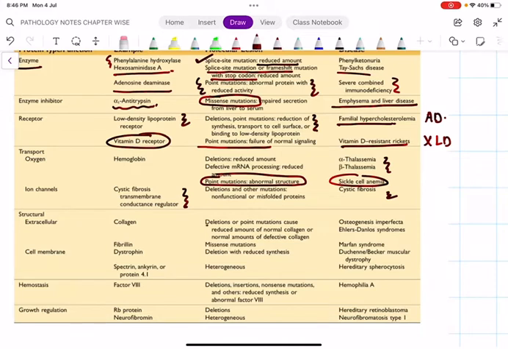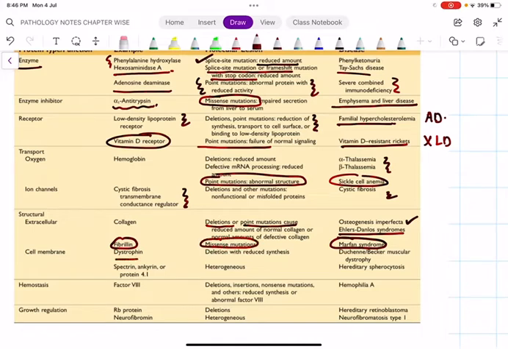Then we have extracellular structural proteins, collagen deficiency, osteogenesis imperfecta, due to deletion or point mutation. Fibrillin, whose deficiency causes Marfan syndrome. Remember, collagen deficiency, we have two conditions: Ehlers-Danlos syndrome and osteogenesis imperfecta. They are autosomal dominant conditions. Even Marfan syndrome is autosomal dominant, but it is because of fibrillin missense mutation.